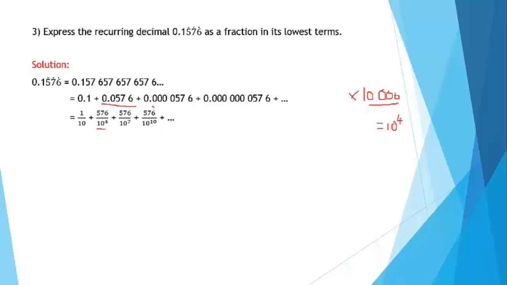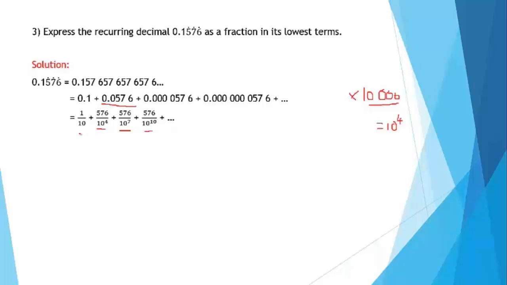Similarly, to convert 0.00000576 into a whole number, we need to times it by 10 to the power 7. So if we are timesing by 10 to the power 7, we need to divide it by 10 to the power 7 in order to make the decimal number equivalent to the fraction. So we get 576 over 10 to the power 7. And similarly, we need to times the fourth decimal number by 10 to the power 4 more, so we get a denominator of 10 to the power 10.